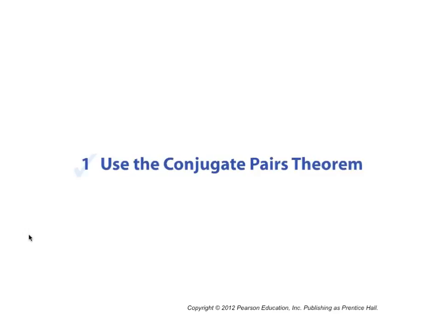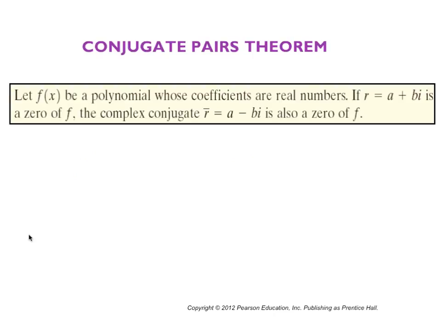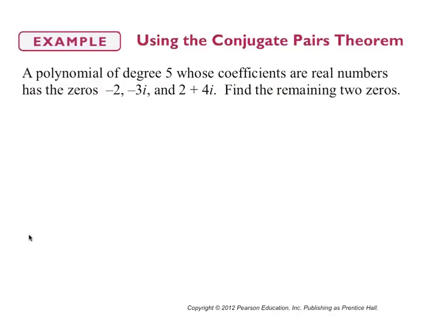Now, a very useful theorem, and we're going to put all this together in just a minute, is the conjugate pairs theorem. And essentially what that tells you is that if r equals a plus bi is a 0 of f, so we know that a plus bi is a 0 of your function, then the complex conjugate, so r bar, which is a minus bi, is also going to be a 0 of f. So essentially what you know is that if a complex number is a 0, then its conjugate is also a 0.